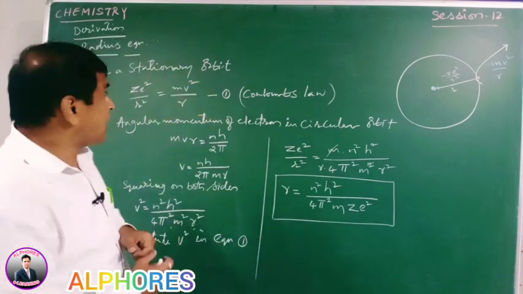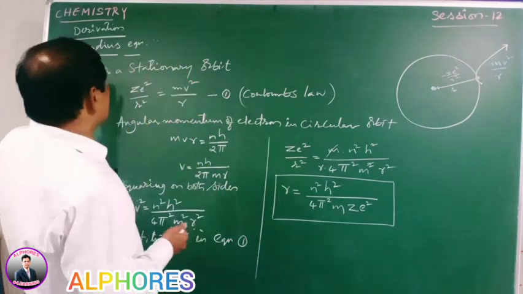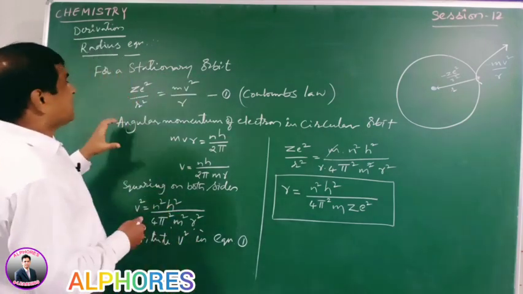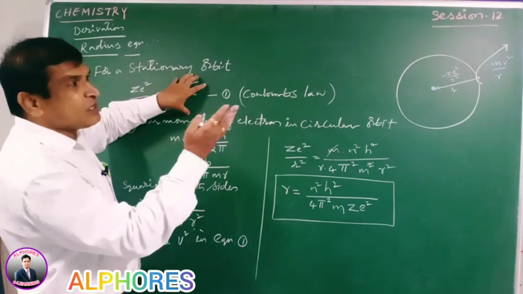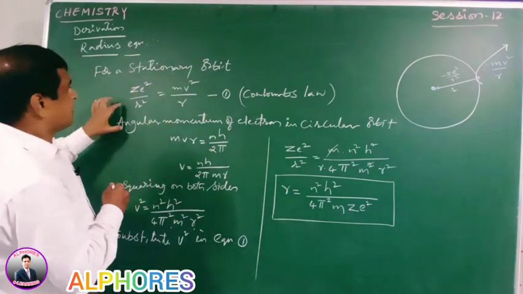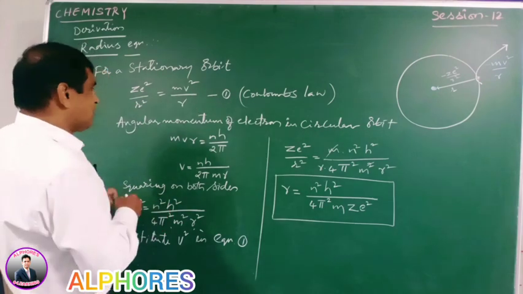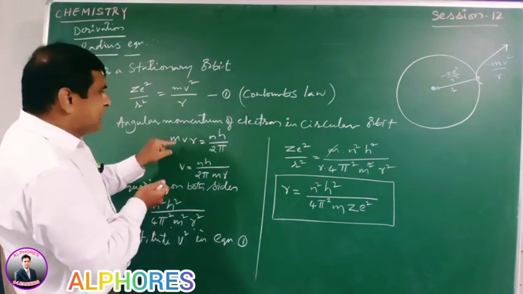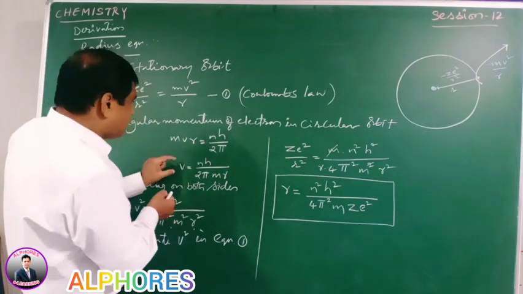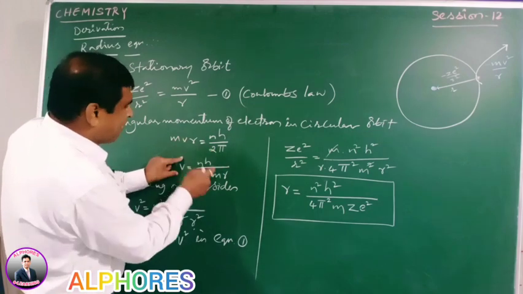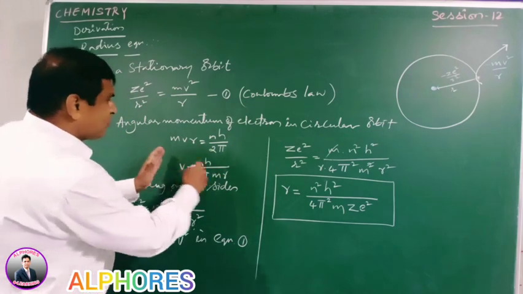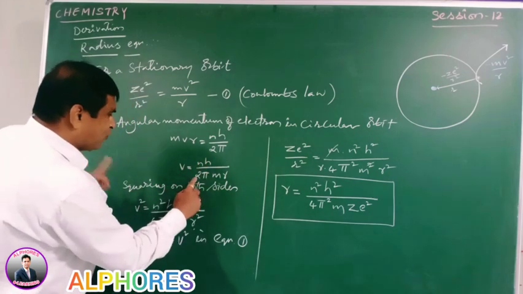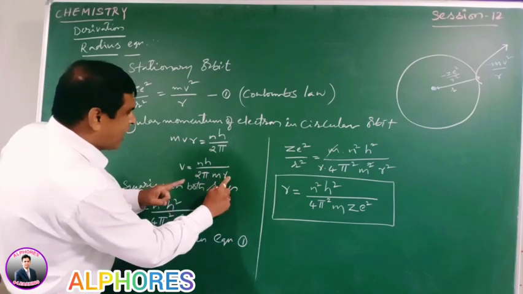Okay, according to Coulomb's law, for a stationary orbit, the centripetal force is equal to the centrifugal force. Say it is equation number 1. Now according to the angular momentum of the electron in circular orbit, mvr is equal to nh by 2 pi. So v is equal to nh by 2 pi mr. Squaring on both sides, v square is equal to n square h square by 4 pi square m square r square.